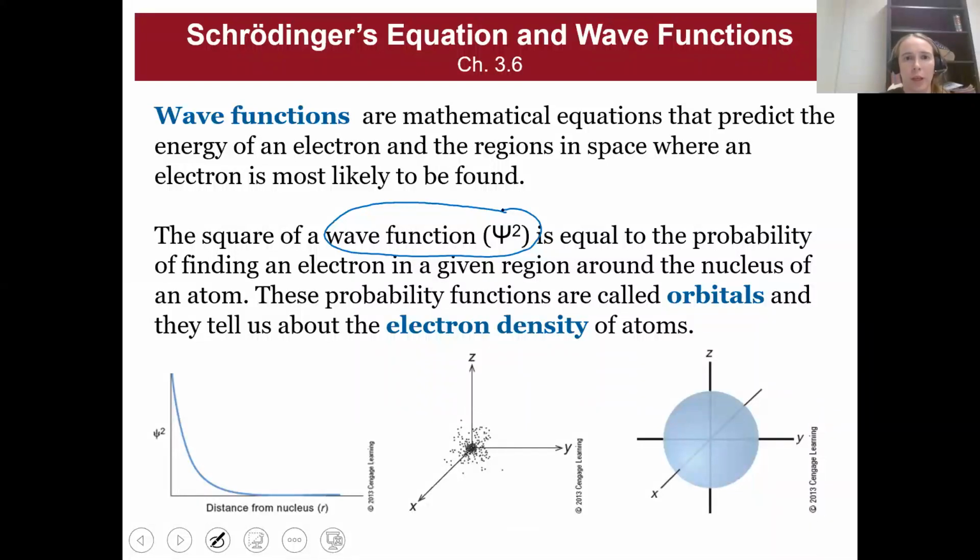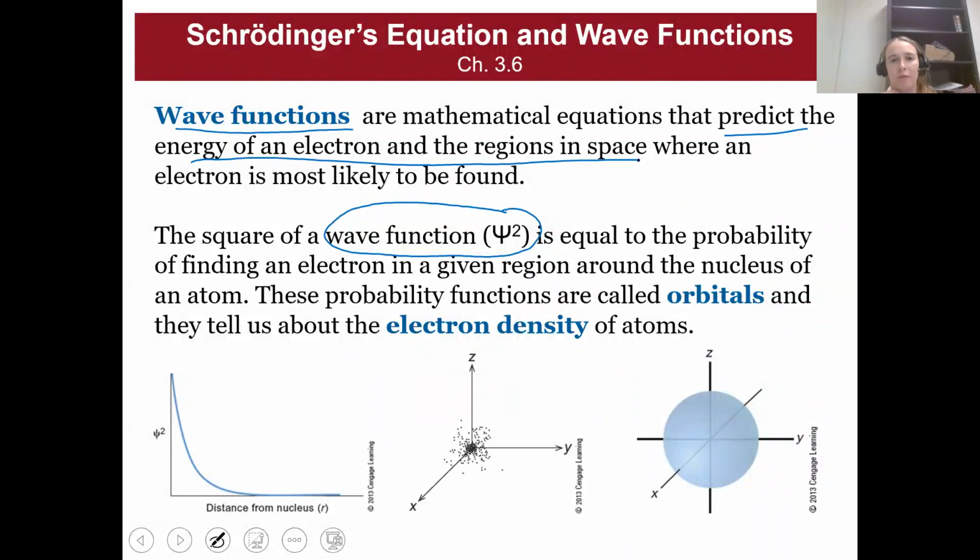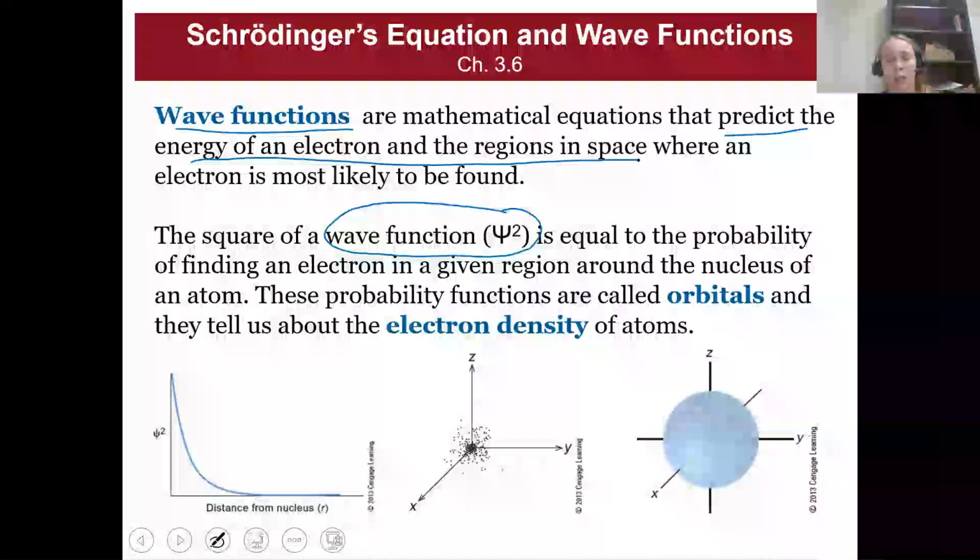So that's what we have with our wave function. It predicts the energy of the electron and the region in space where you can find it. The wave function doesn't really mean anything to us, but the square of the wave function does. The square of the wave function is equal to the probability of finding an electron in a given region around the nucleus.